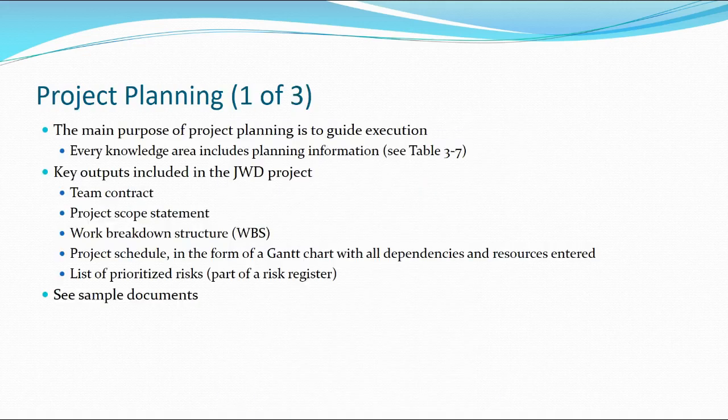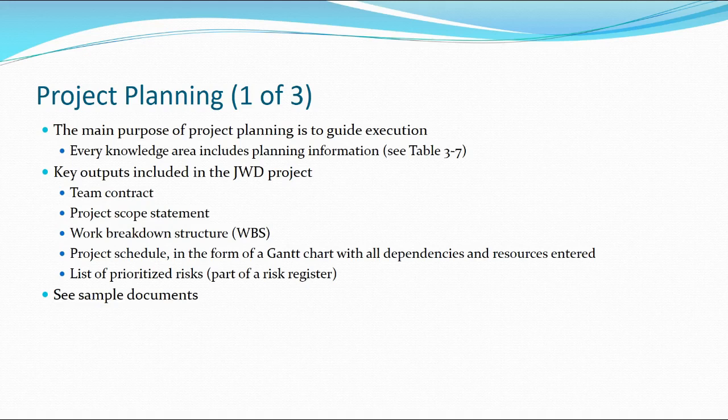So that gets us into the idea of project planning. So the main reason we plan projects is so we create roadmaps. You're creating a roadmap for your entire project, and it's including all of the knowledge areas that we talked about. So table 3.7 in our text is a great example. But if we look at the key outputs that are included in our case study, for example, we've got a contract for our team, we've got a statement of the scope, how big it's going to be, work breakdown structures, which are graphical representation of how tasks produce deliverables. We'll talk about those in a bit.